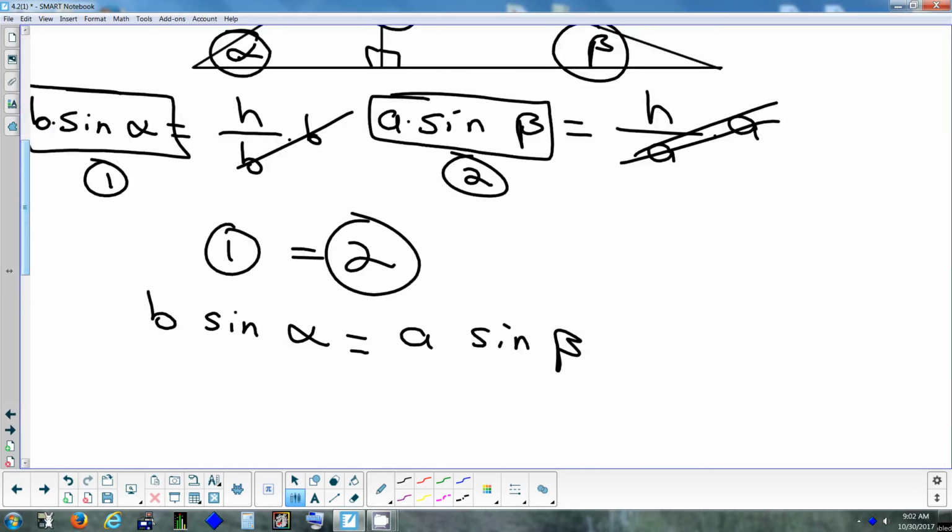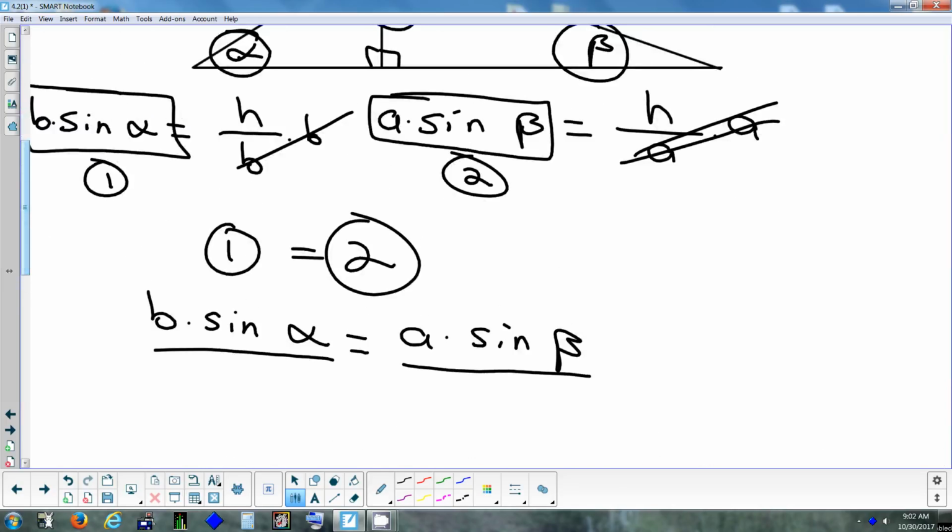So how about, Zach, how would I move A over to the left side? Well, it's multiplied right now, right? I just didn't put the dot there. It's A times sine beta. Yeah, divide. What would you divide by? Sine B. So B is over on the other side. We're going to leave that. We'll come back to B.